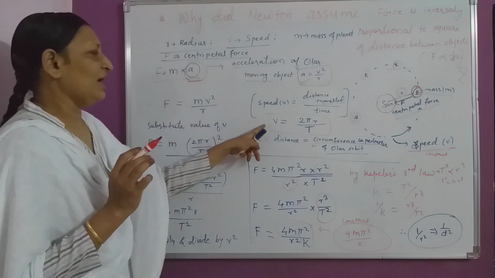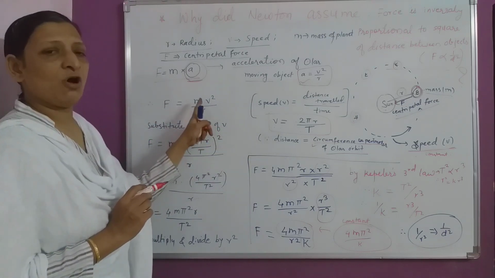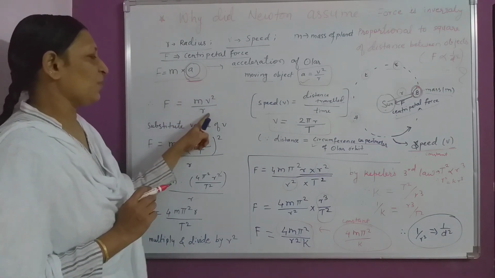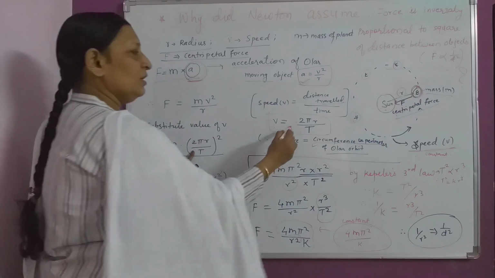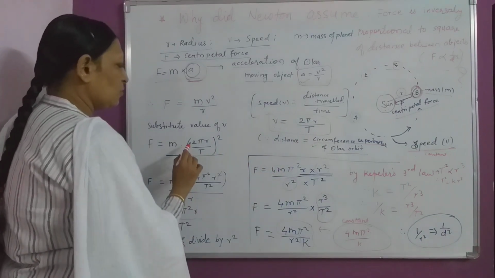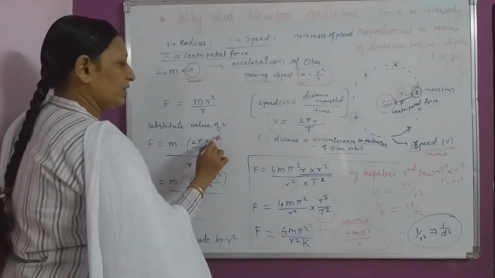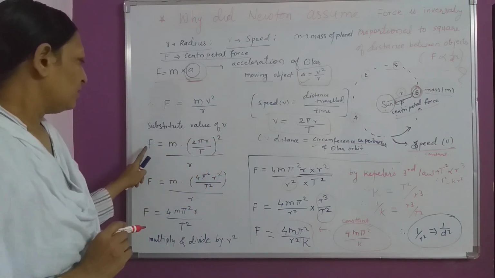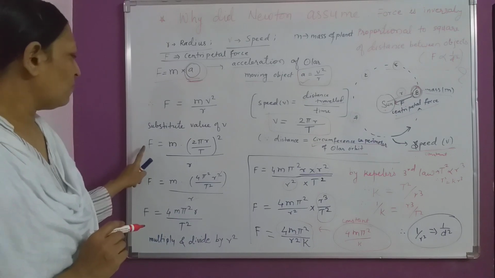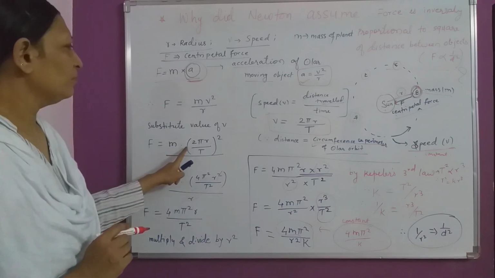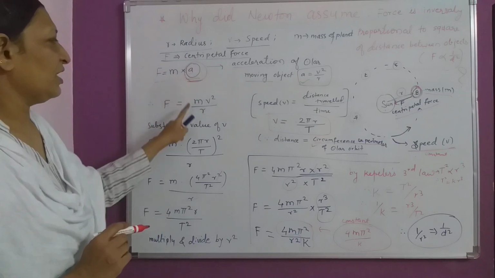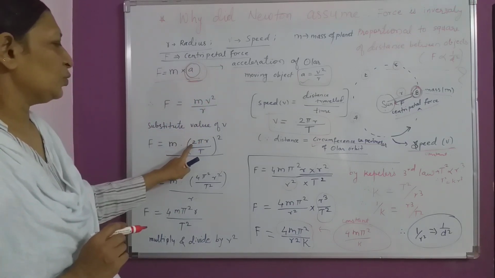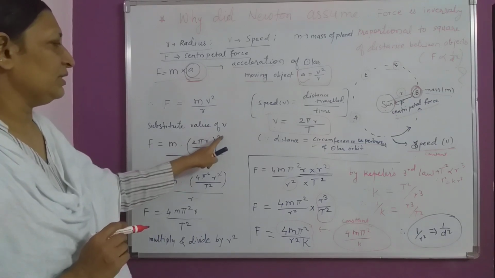We will substitute the value of v in the expression of force. Force is equal to m into v square upon r, and the value of v is 2 pi r upon t, it's a square. Let's move to the next step. So we have reached here: force is equal to mass into acceleration. Here acceleration is v square upon r, and the value of v is 2 pi r upon t, it's a square.